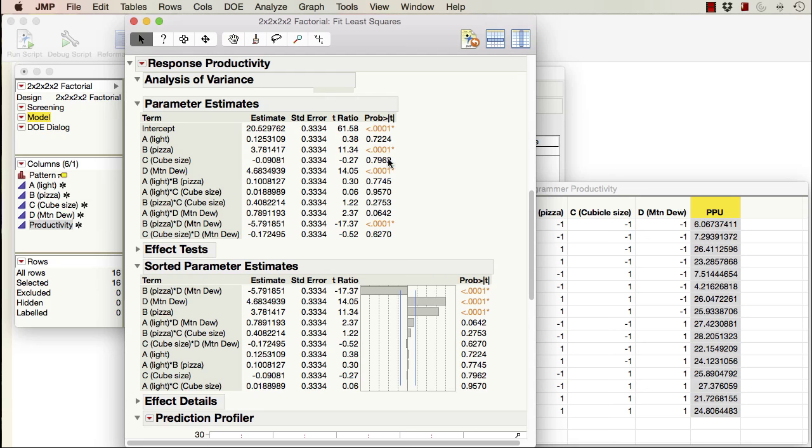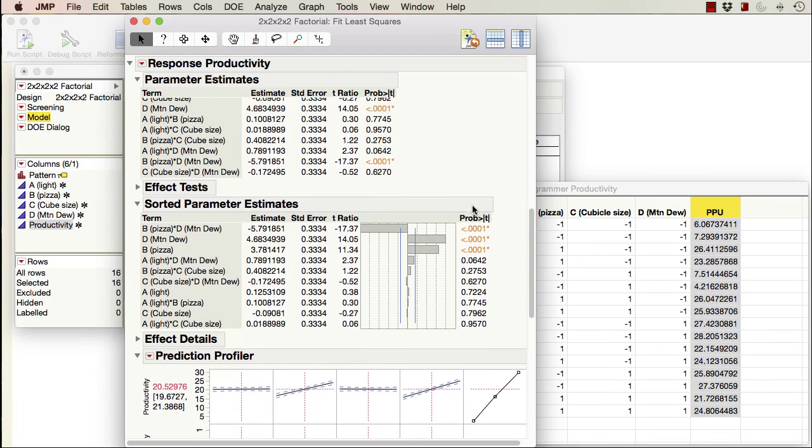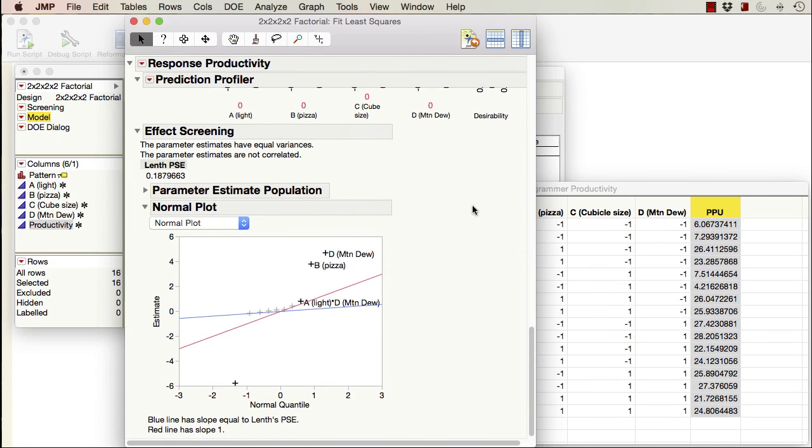Again, the factor effects are twice these estimates, and we can tell which ones are significant either by looking at these p-values or by looking at the probability plot and finding those values that lie significantly away from the straight line. So that concludes this video. I hope you found it helpful.